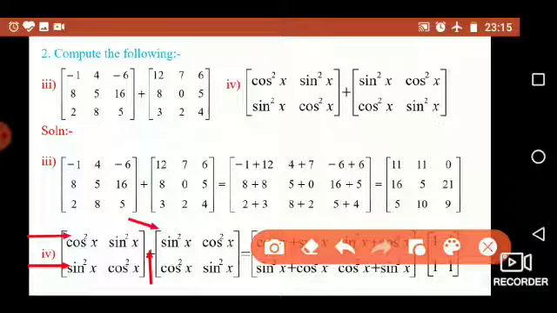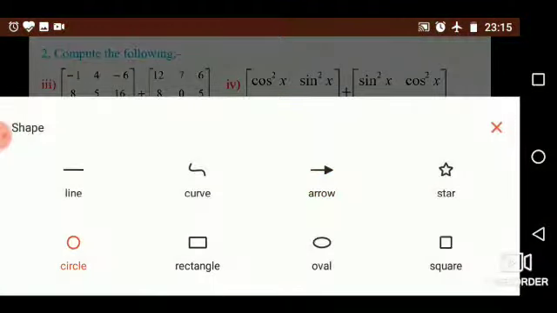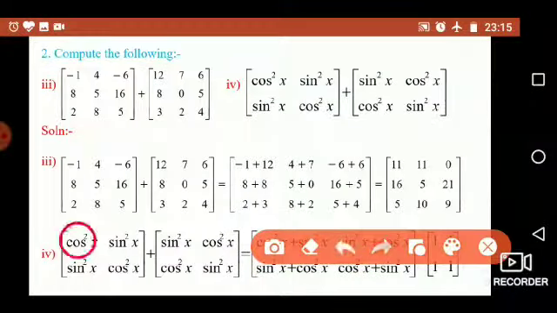In the second matrix, the first row elements are sin square x, cos square x, and the second row elements are cos square x, sin square x. Since addition is an algebraic operation between two matrices, we can add the corresponding elements of both matrices. Therefore, cos square x plus sin square x. By the trigonometric identity, sin square x plus cos square x, or cos square x plus sin square x, is always equal to 1.